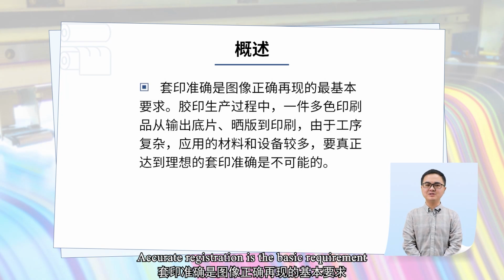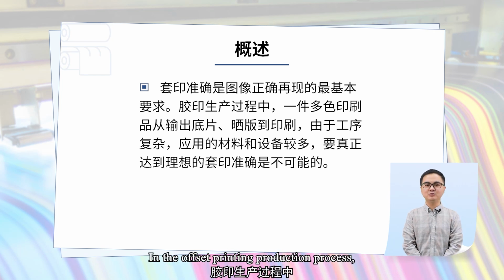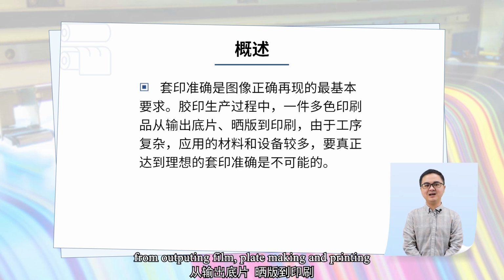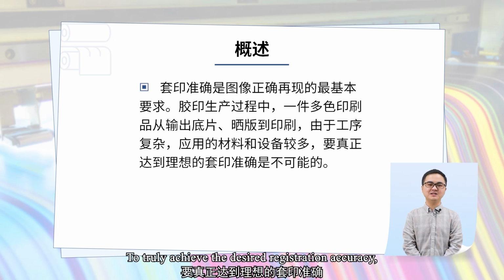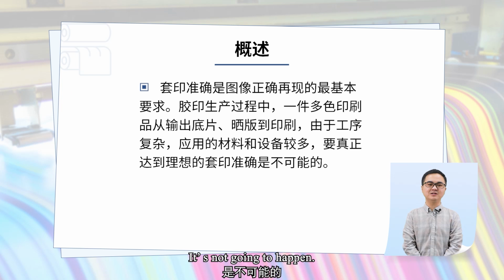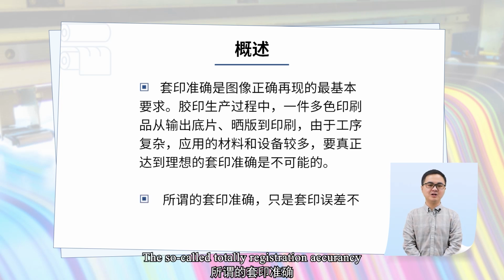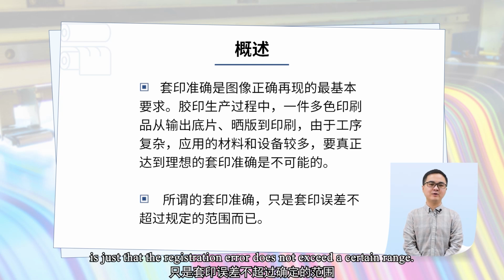Accurate registration is the basic requirement for correct image reproduction. In the offset printing production process, a multicolor print goes from outputting film, plate making and printing. Due to the complicated process, and many materials and equipment used, truly achieving the desired registration accuracy is not going to happen. The so-called registration accuracy is just that the registration error does not exceed a certain range.